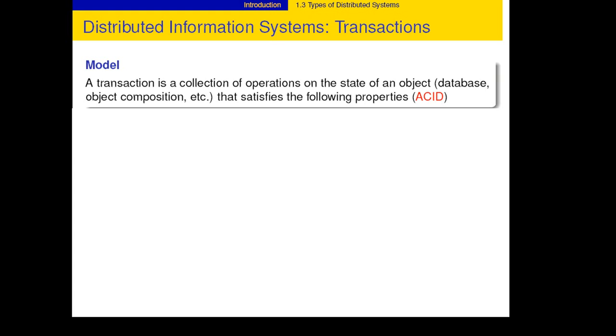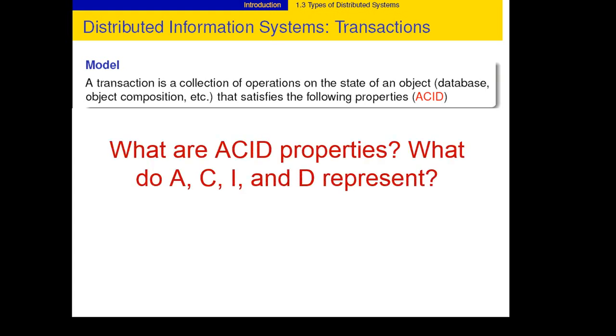A transaction is a collection of operations on the state of an object. The object can be a database, an object composition, etc. that satisfy the following properties. Four properties exist on the transaction. What are the ACID properties? What do A, C, I, and D represent?